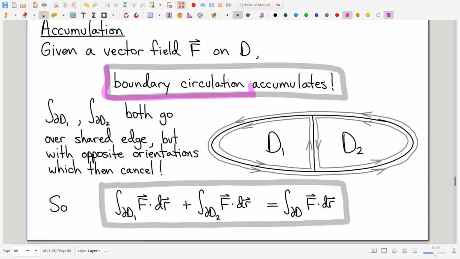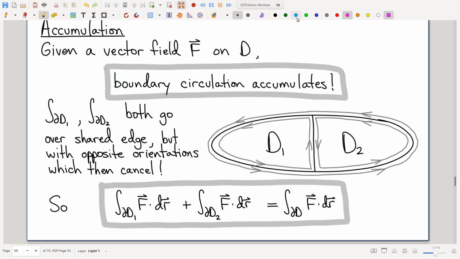Boundary circulation. And this seems like a bunch of nonsense. What do you mean boundaries? Boundaries kind of like perimeter. Right? Perimeter does not accumulate. Boundary, like how could this... doesn't seem like it's going to work. But it does. It's amazing that it does.